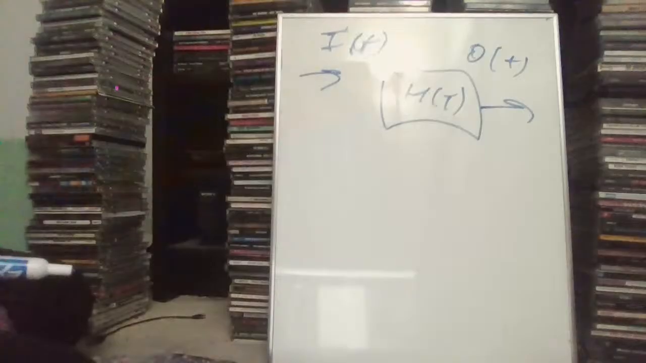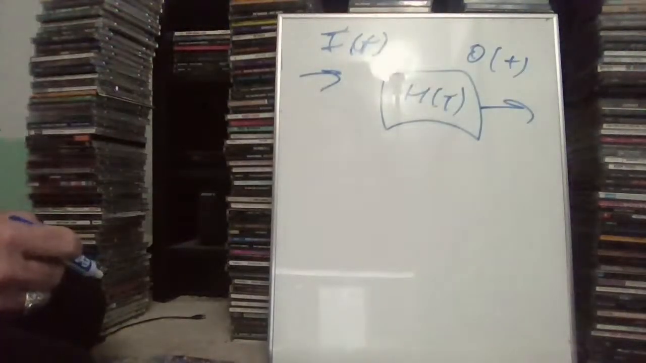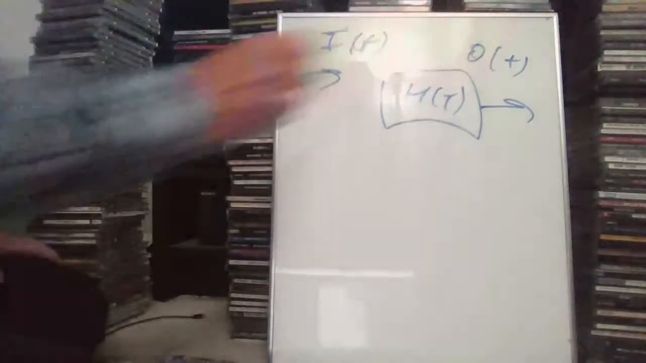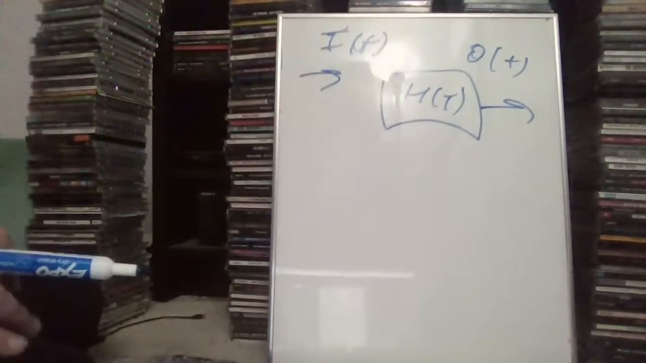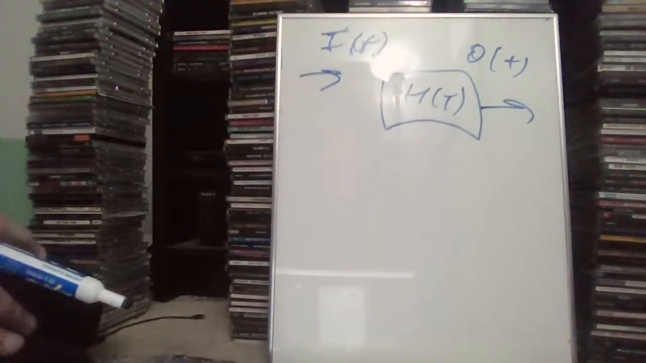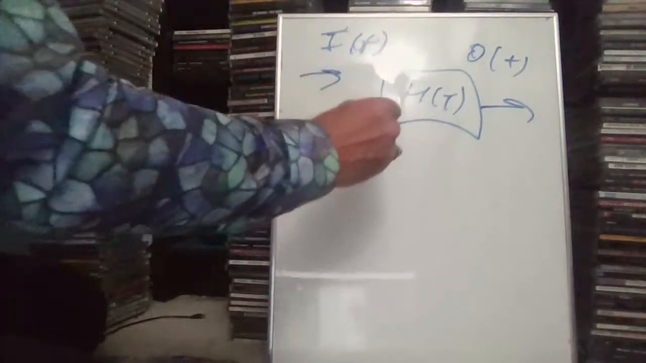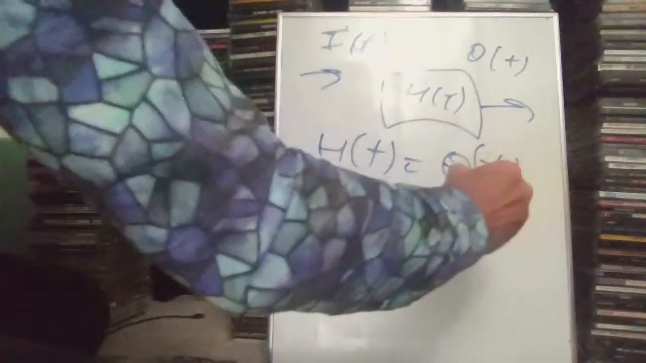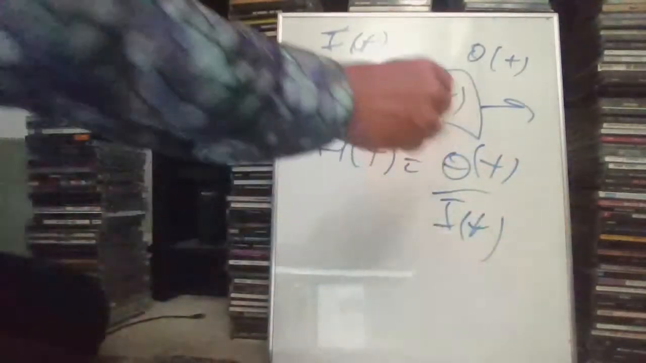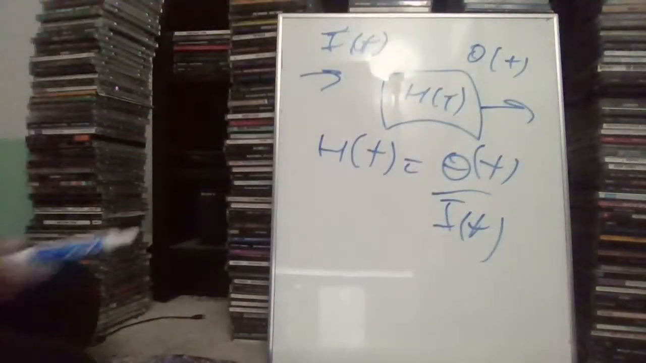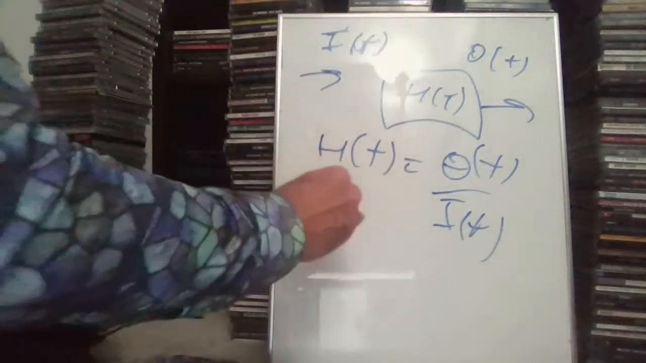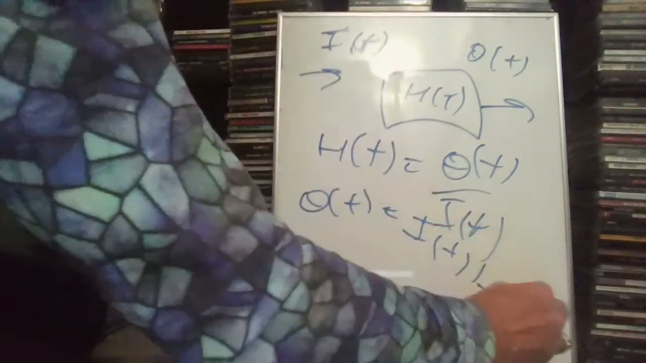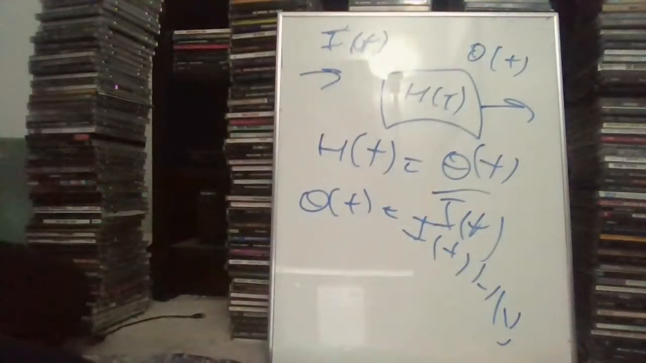All right. So this is whatever you have to multiply the input by to get the output. It's called the transfer function. I call it H, so that the transfer function H of t is equal to O of t over I of t. The transfer function is the ratio of the output to the input, so that therefore the output is equal to the input times the transfer function. Simple.